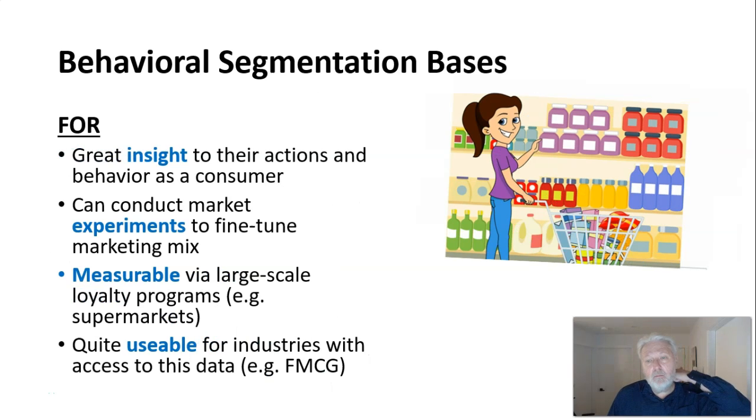So let's have a look at why we would use it. First thing is we understand their actions and behaviors as a customer or as a consumer very well. Okay, so we can observe this person in a shopping center either through watching, through video, through a loyalty card scan at the end when they come through, and see which aisles they go to, which products they interact with, which ones they buy on a regular basis, which ones they buy because it's on a discount.